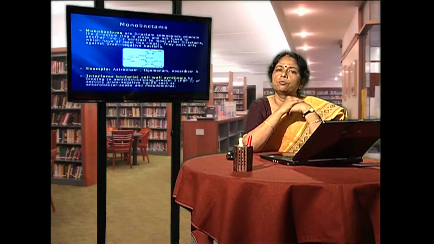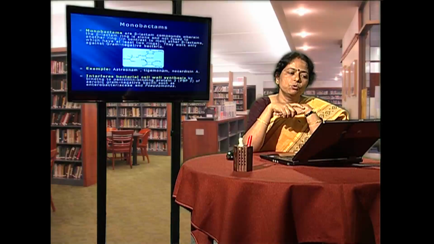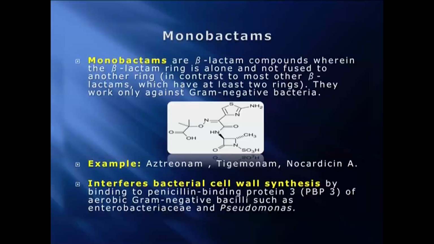Another group, the third group of the beta-lactam family of antibiotics, is monobactam. If I go to the structure here, you can see clearly in this slide, monobactam also has a beta-lactam ring. But this beta-lactam ring is alone. It is not attached to any other ring. There are many side chains, but there is no other ring, and therefore we say the beta-lactam ring is alone and not fused to another ring, in contrast to the other beta-lactams that we have studied, that is penicillin and cephalosporin. They work against gram-negative bacteria.